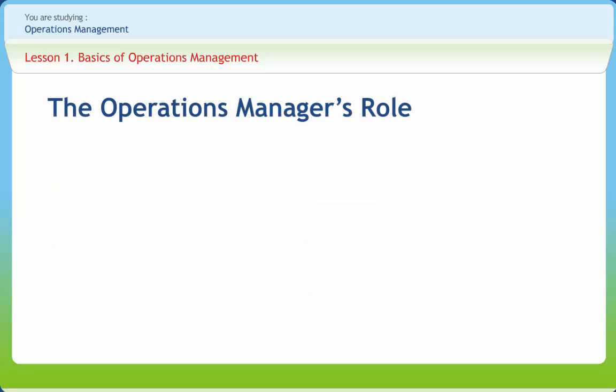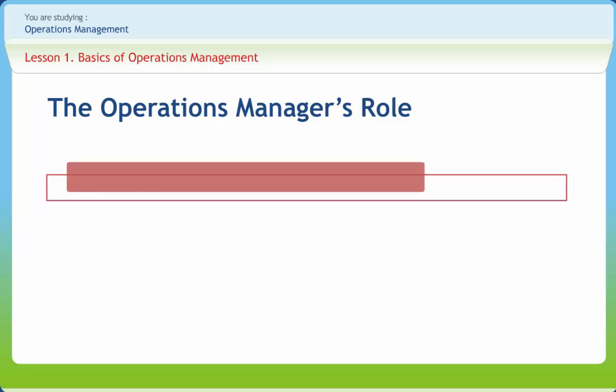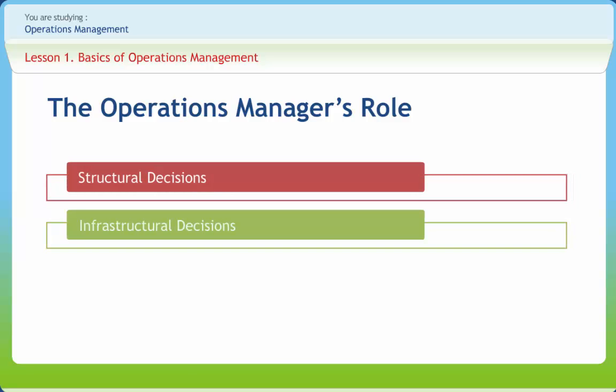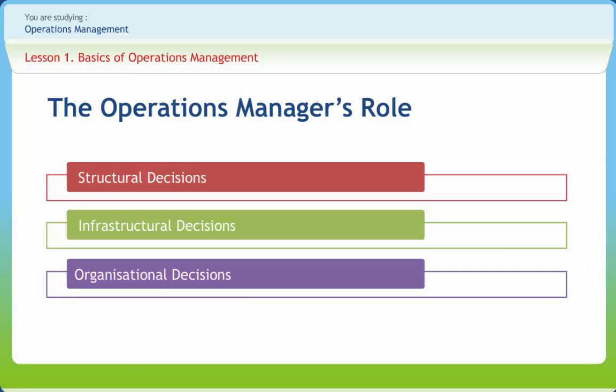The roles of the operations manager keep modifying, and the focus keeps changing in the context of the forces of change that operate and impact the functioning of the organization. The department's mission can be segregated into structural decisions, infrastructural decisions, and organizational decisions. Structural decisions are long-term decisions that require substantial capital investment and are difficult to reverse once they are in place. Infrastructural decisions are typically tactical in nature and facilitate the management of day-to-day issues.